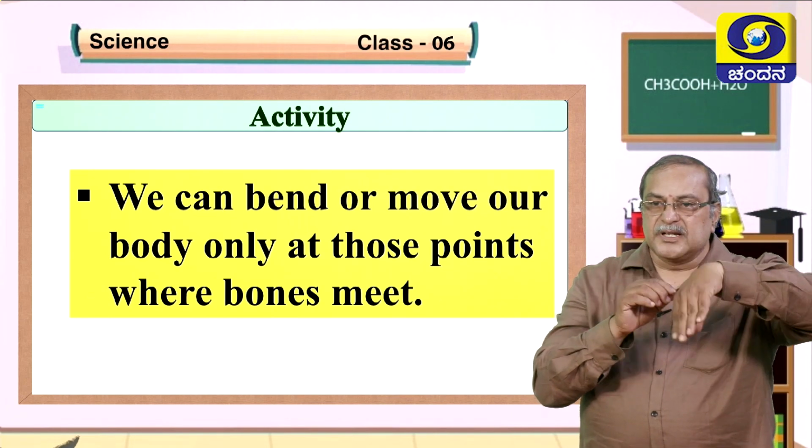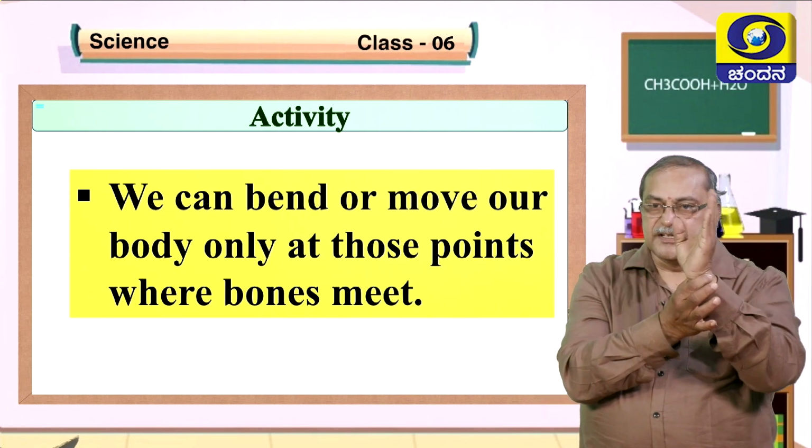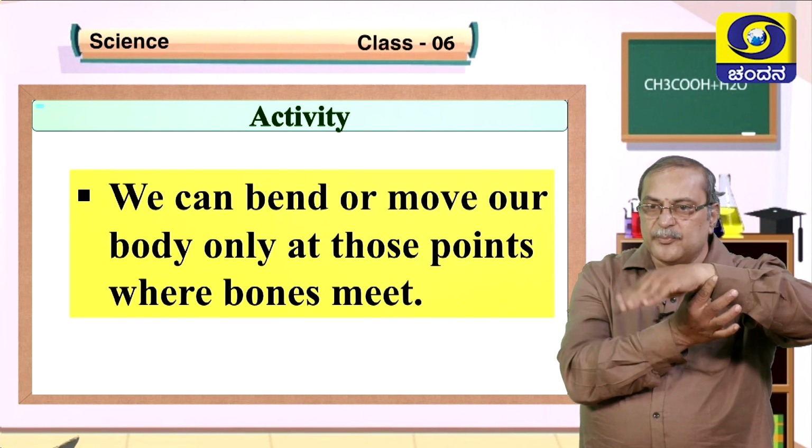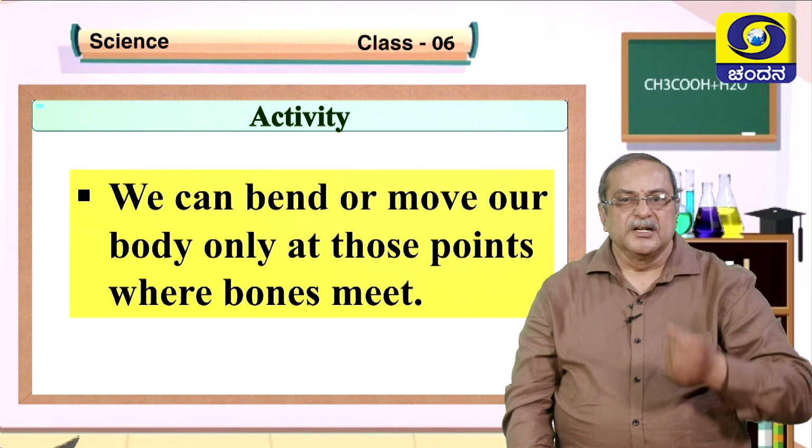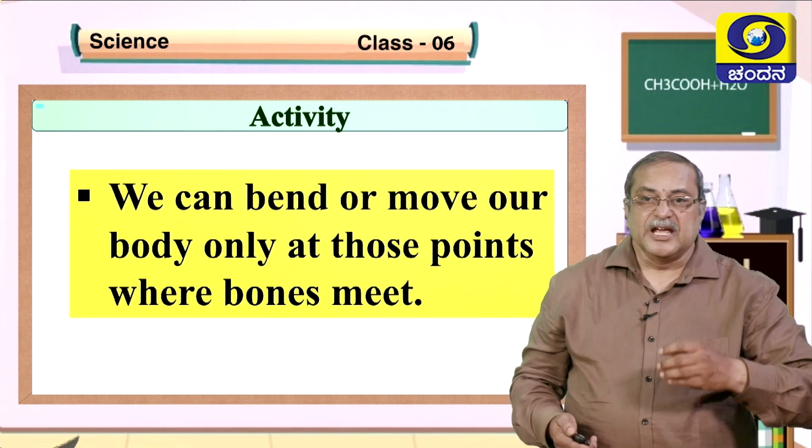So, here also bones are there. That is what we call a joint. Here also I can move up and down. Here is the elbow, I can move up and down. So, these are the different bones which help to do this.